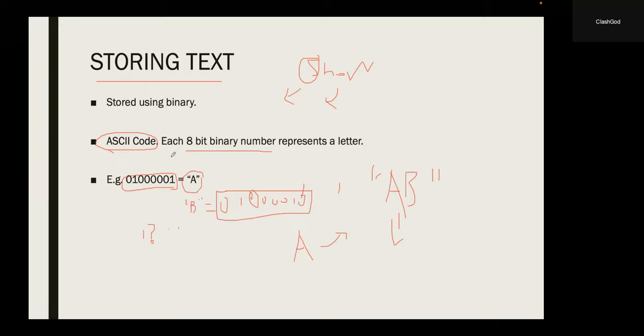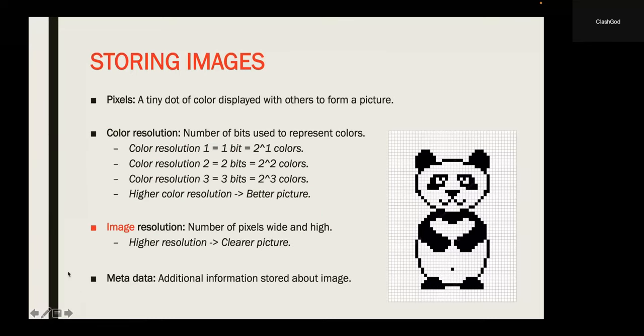What you do is you have this sort of code, where each number or each letter corresponds to an 8-bit binary number, and you just piece them all together in order to get the digital representation. All right, let's take a look at storing images.